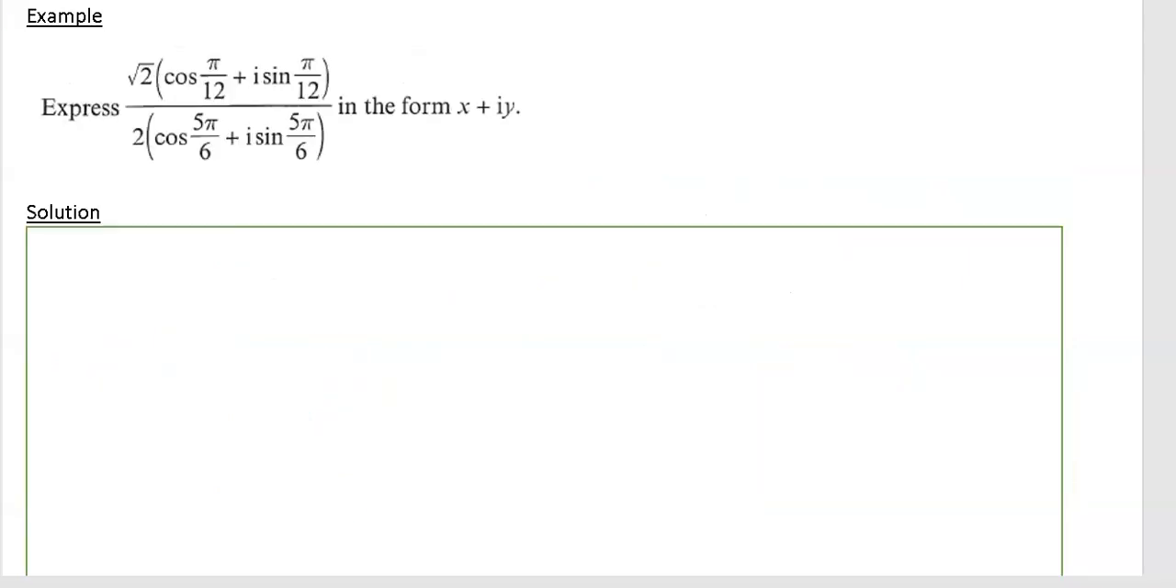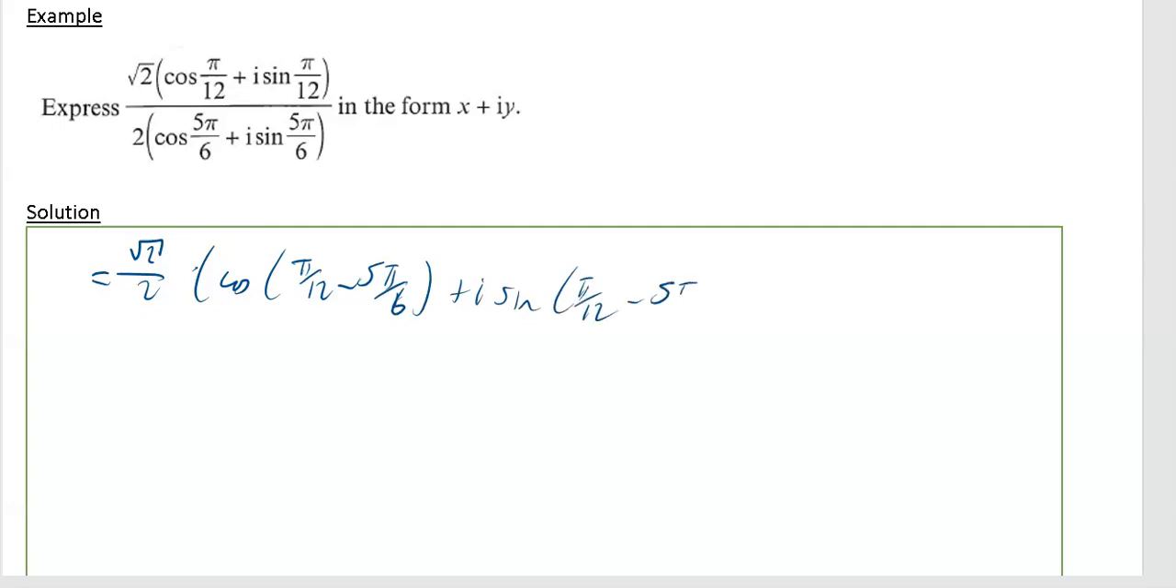Okay, it says in this one, express this horrible complex number division in the form x plus iy, and we will just get started doing this. So the first thing we're going to do is divide their moduli. So it's going to be root 2 over 2, and then cos of pi over 12 minus 5 pi over 6, plus i sine of pi over 12 minus 5 pi over 6.